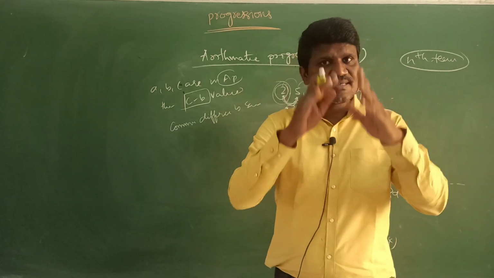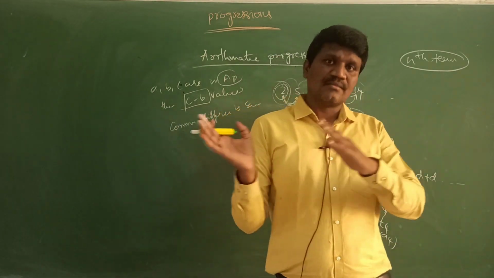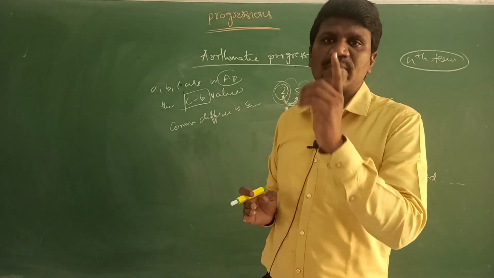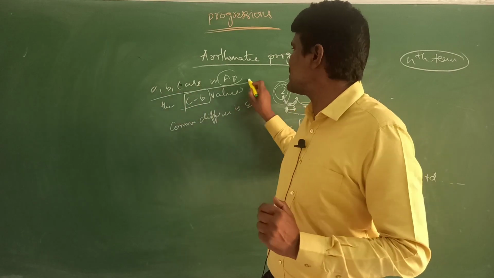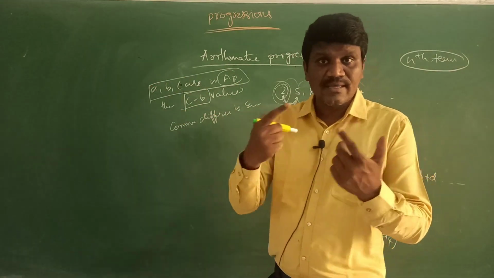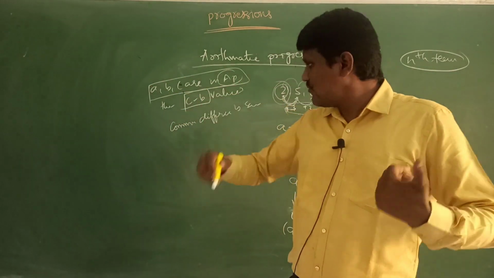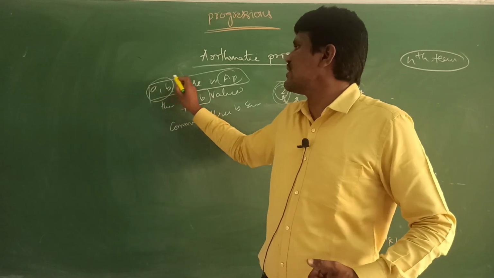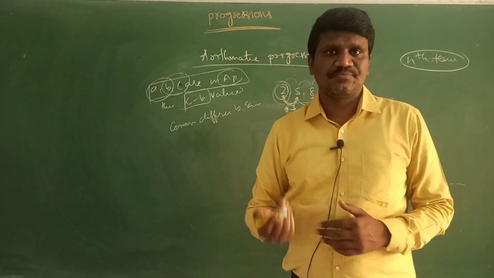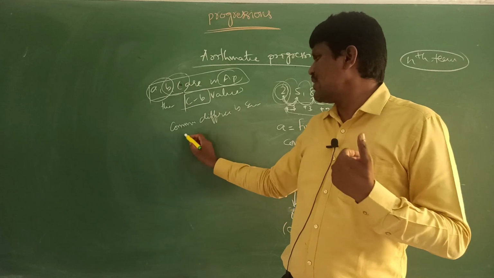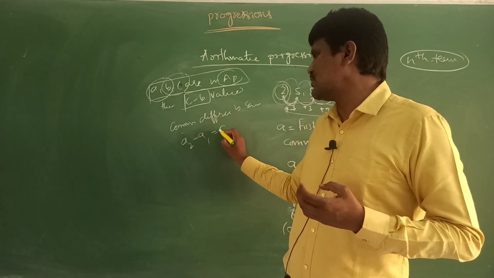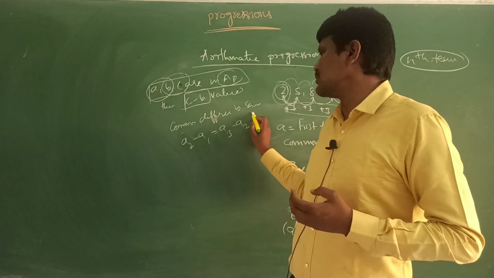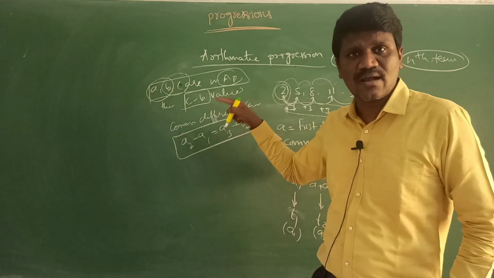Whenever the common difference is same, we can say the series is an arithmetic progression. So here, given A, B, C are in AP, whenever we say AP, we know that the difference between any two consecutive terms is same. So in fact the common difference is same. The common difference is nothing but A2 minus A1 is equal to A3 minus A2. So this is the formula for common difference.